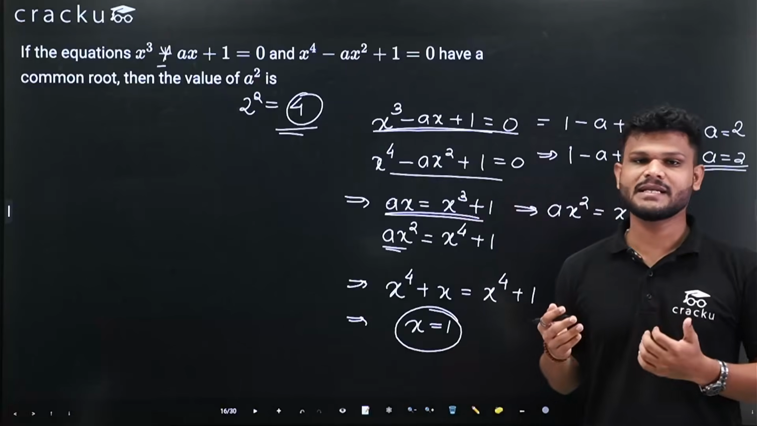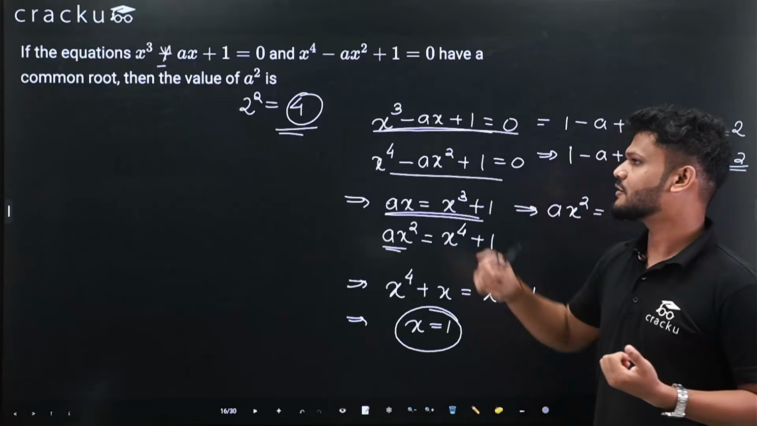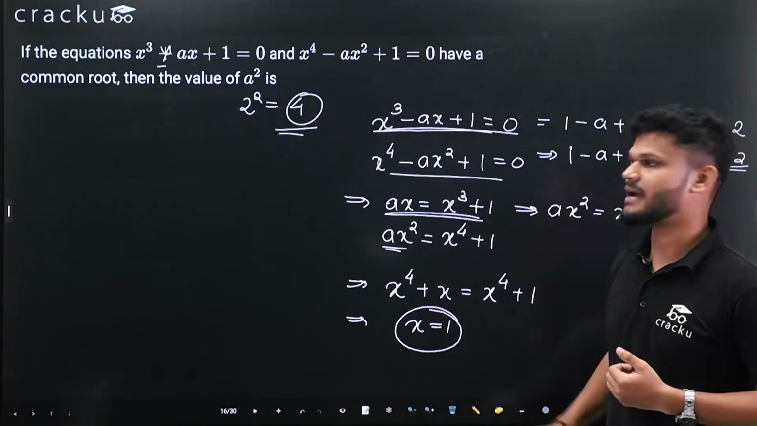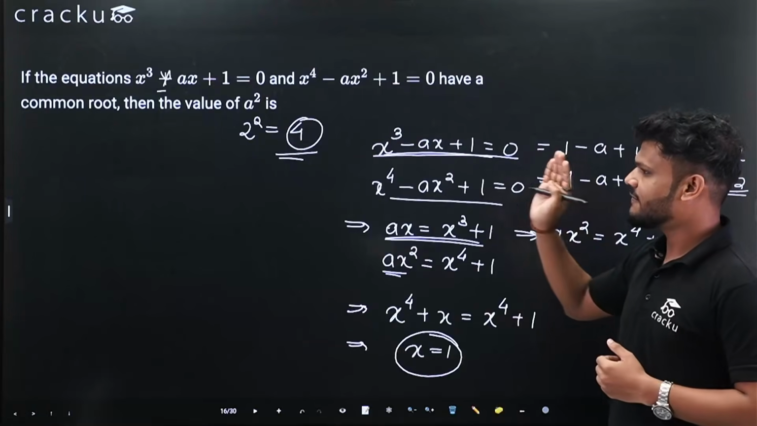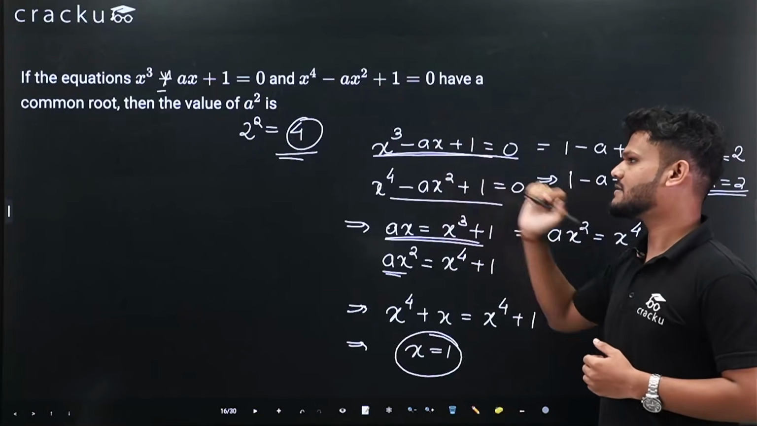Okay, but the NMTC had given it as a bonus because they had given plus instead of minus. Hence, if we keep it as a minus only, then the answer will be 4.